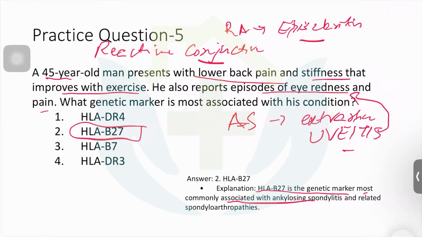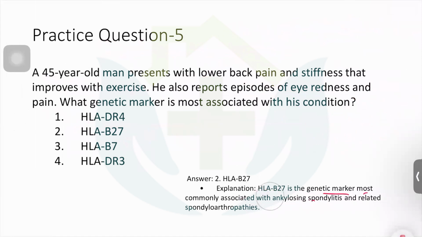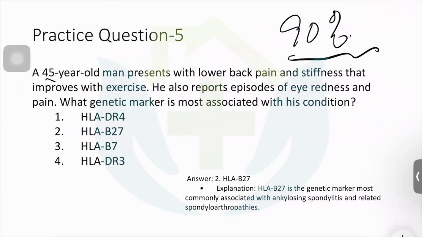All right. Just a quick memory question. What is the percentage of HLA-B27 involvement with ankylosing spondylitis? 90%. 90%. Wonderful.